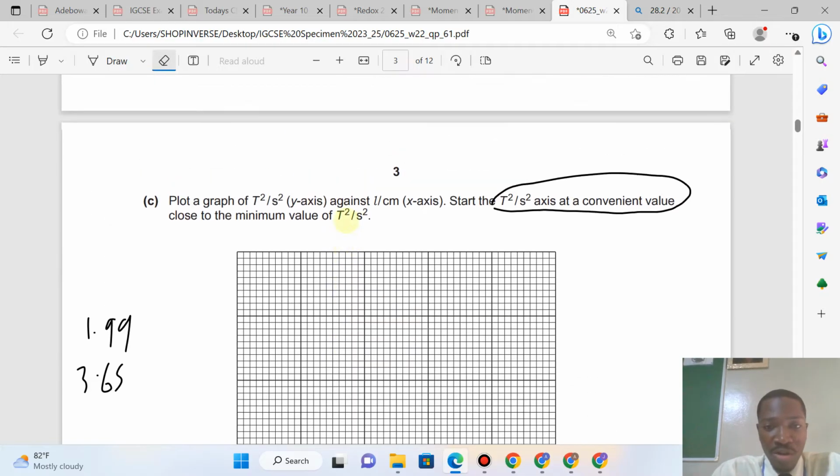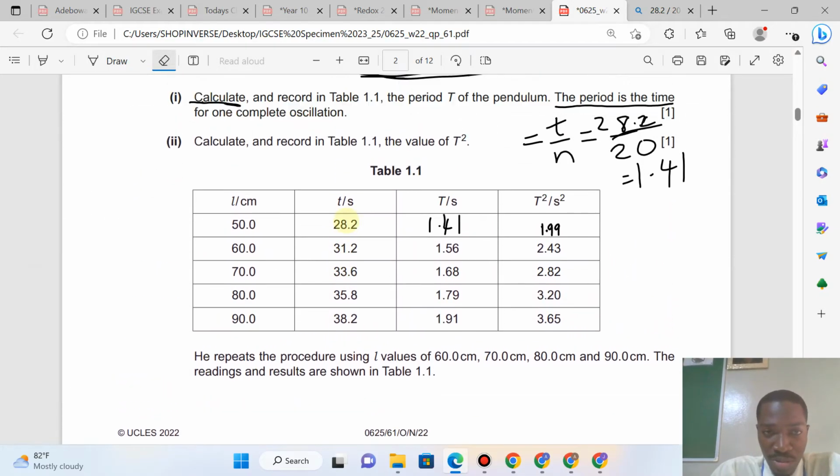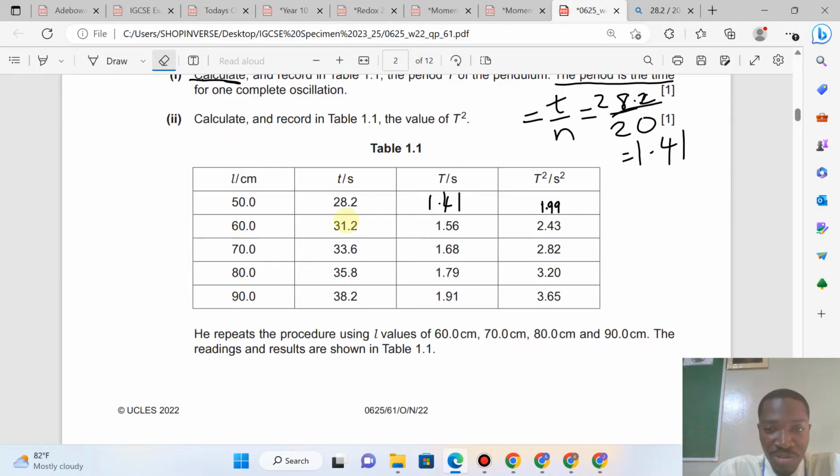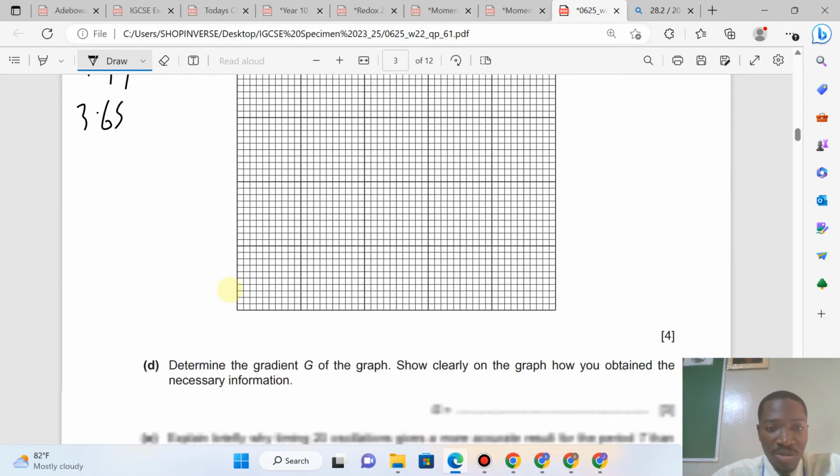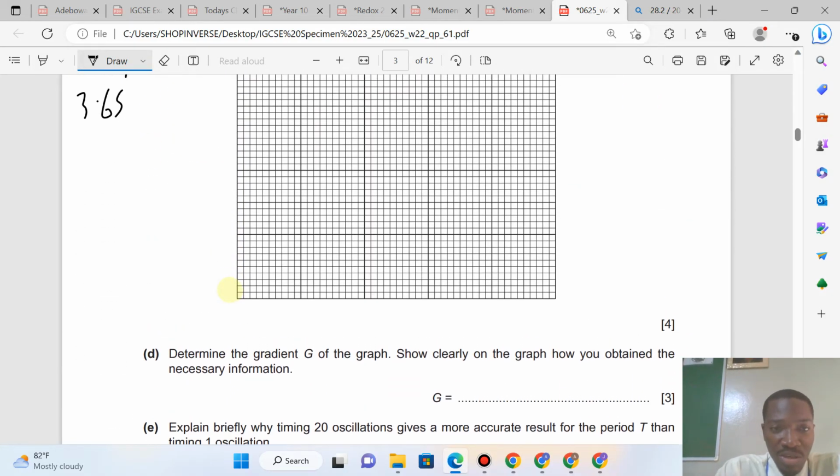And our values on the horizontal axis will range from... you are plotting a graph of t squared against L. These are the values that will be on the horizontal axis. So our values on the horizontal axis will range from 50 to 90.